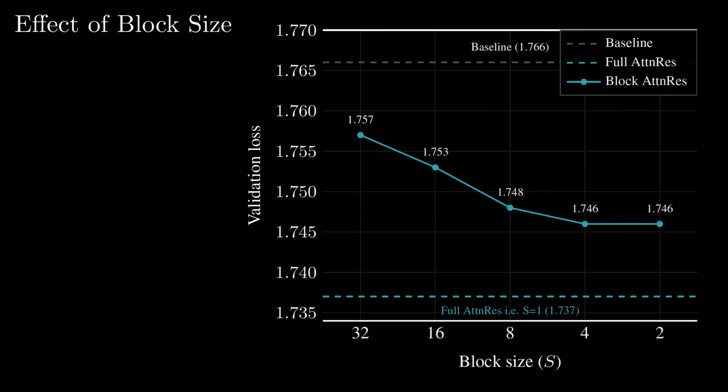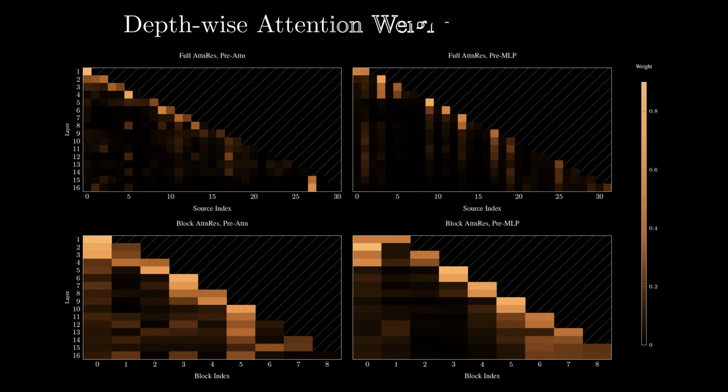With only one block, performance is poor, too much resolution is lost. As blocks increase, performance improves consistently. In practice, the authors choose 8 blocks for infrastructure efficiency. The authors visualize the depth-wise attention distributions.